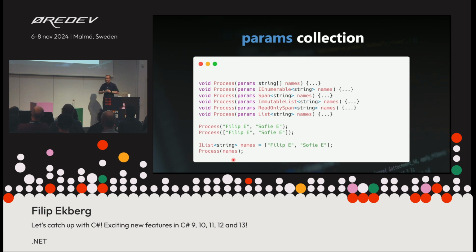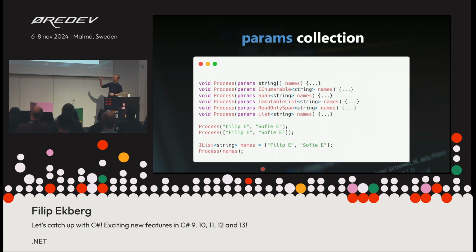All right, and then we have the params collection. So here I have the params keyword in front of all of these different collections. And this builds on that notion of using the collection expressions. It works with spans, it works with read-only spans, it works with all different enumerables, and it will try to avoid implicit conversions. If we have, for example, a span and an array, the span will take precedence. It will use that instead, because it will assume that it's a little bit faster.